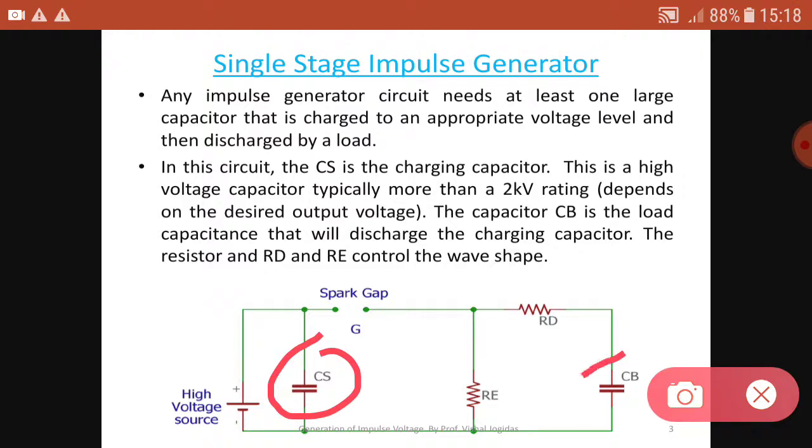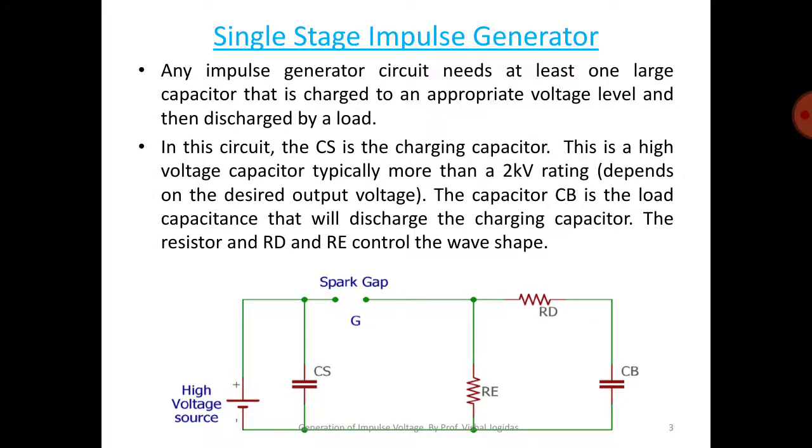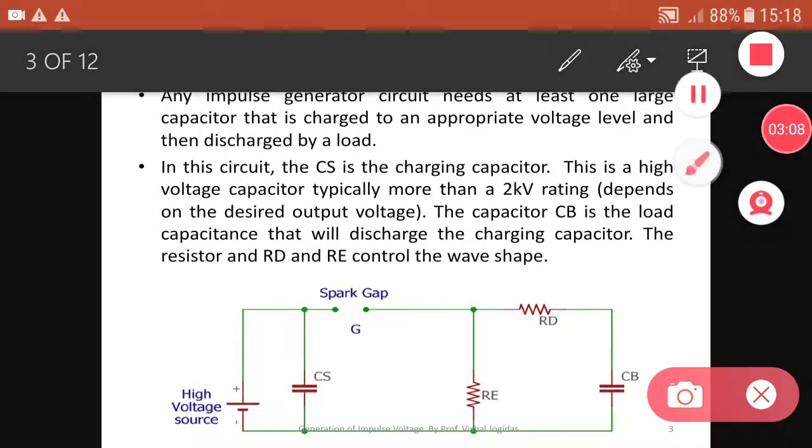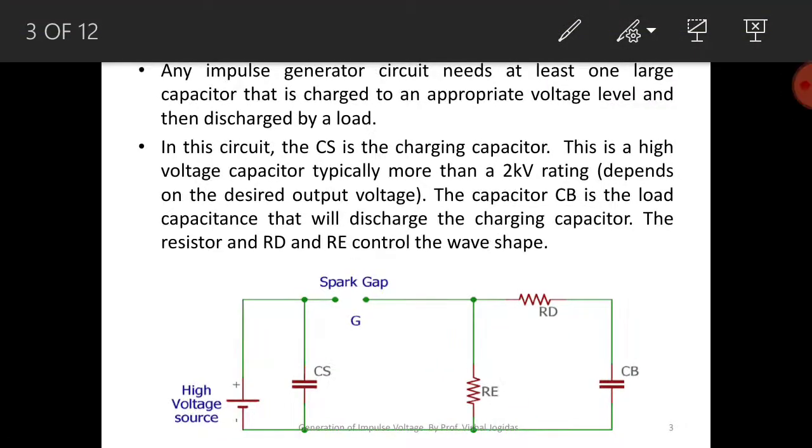The capacitor CB is the load capacitance that will be discharged by the charging capacitor, and there are two resistors, RD and RE. This one is RD and this one is RE. These two resistors will control the wave shape.